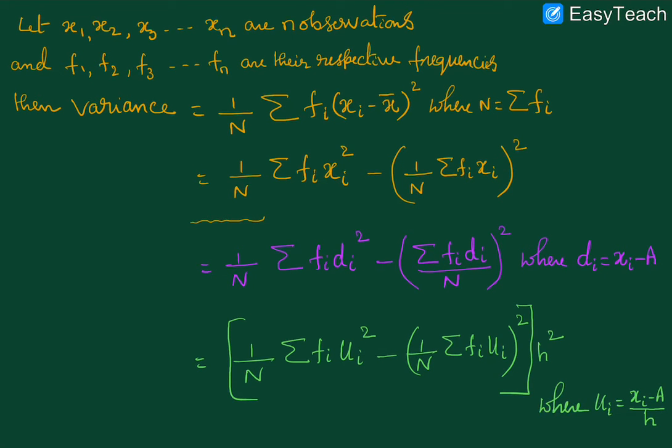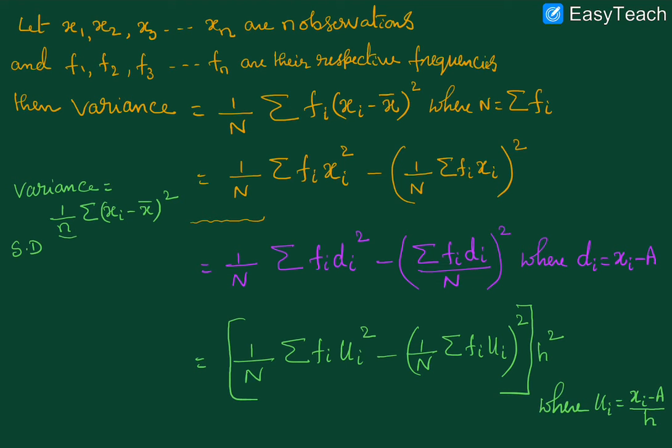Hi dear students, last class we discussed how to find out the variance and standard deviation for ungrouped data. For calculation of variance, this is the formula: 1 by n into summation (xi minus x bar) whole square.